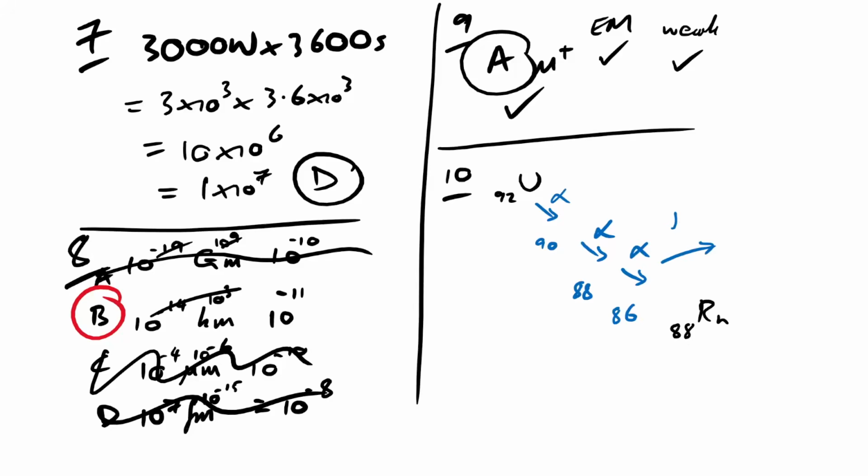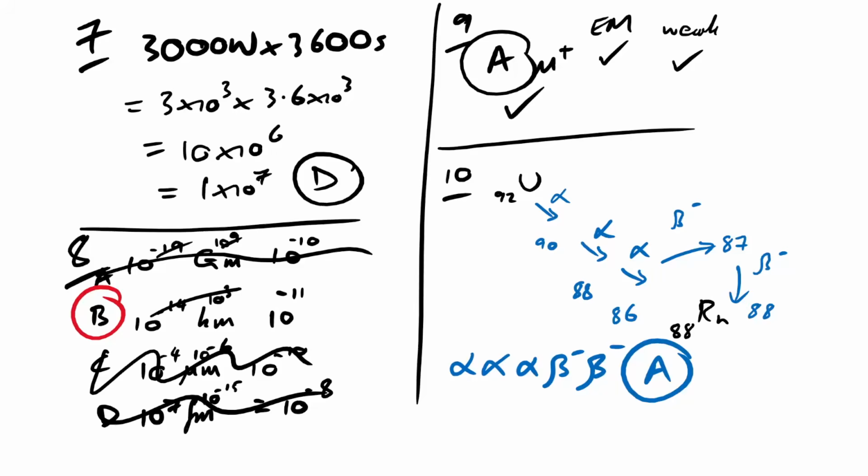So let's do beta minus. That brings us up to 87. And then another beta minus, that brings us back up to 88. So we should have alpha, alpha, alpha, beta minus, and the only one that has that is A. So that's our answer. 11, we have a Feynman diagram.